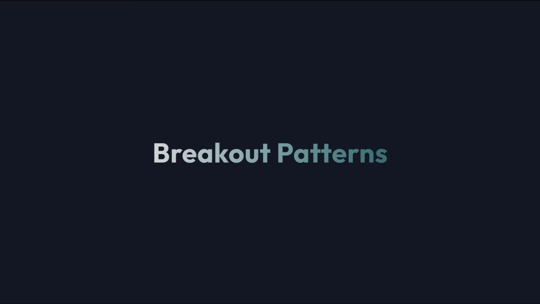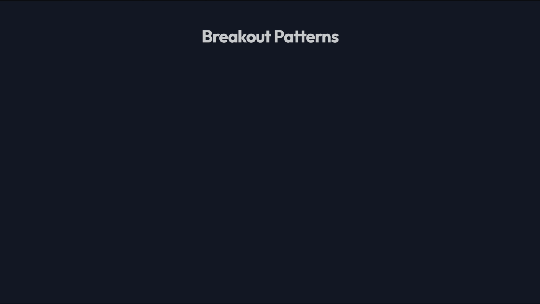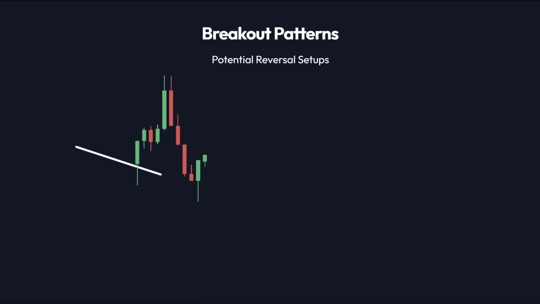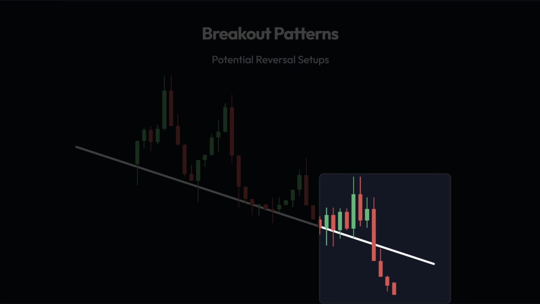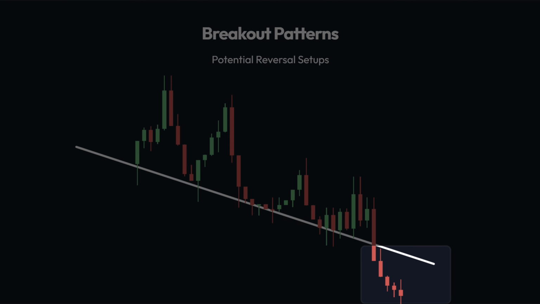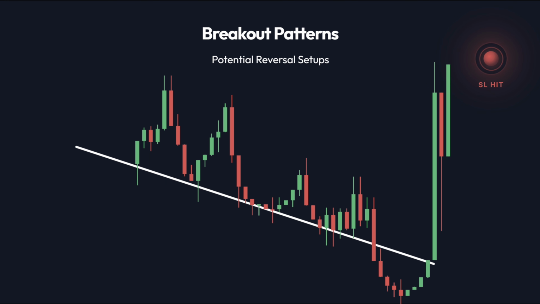But what if price breaks cleanly through the trend line? At that point, the trade idea shifts from trendline continuation to a potential reversal setup. However, a break of the trend line does not automatically confirm a trend change. Price can break structure temporarily, trap breakout traders, and then snap straight back into the original trend. That is why we need confirmation before entering.